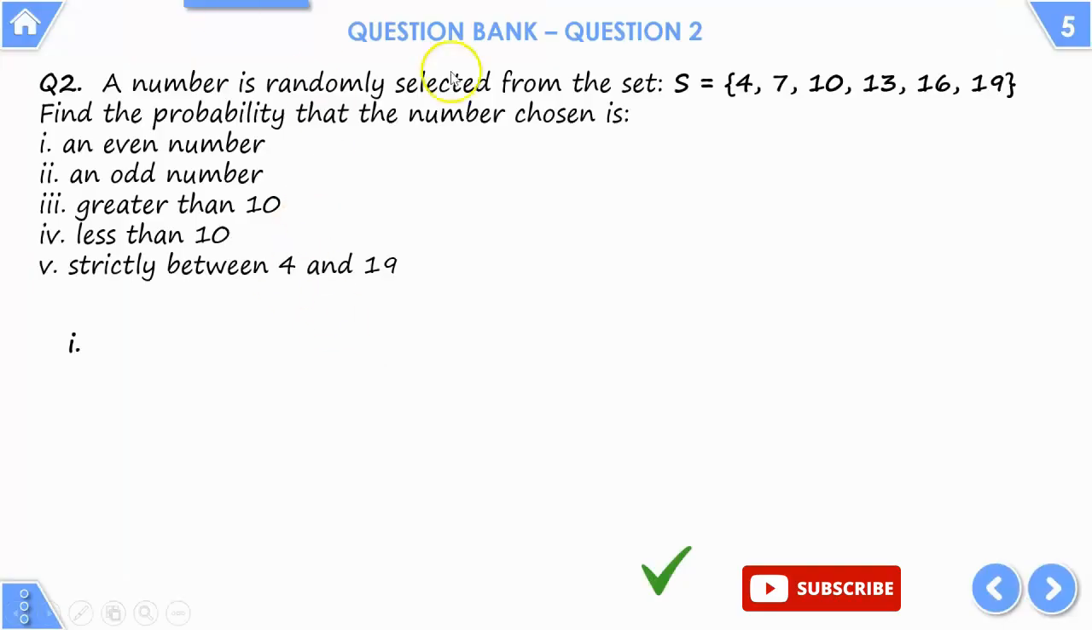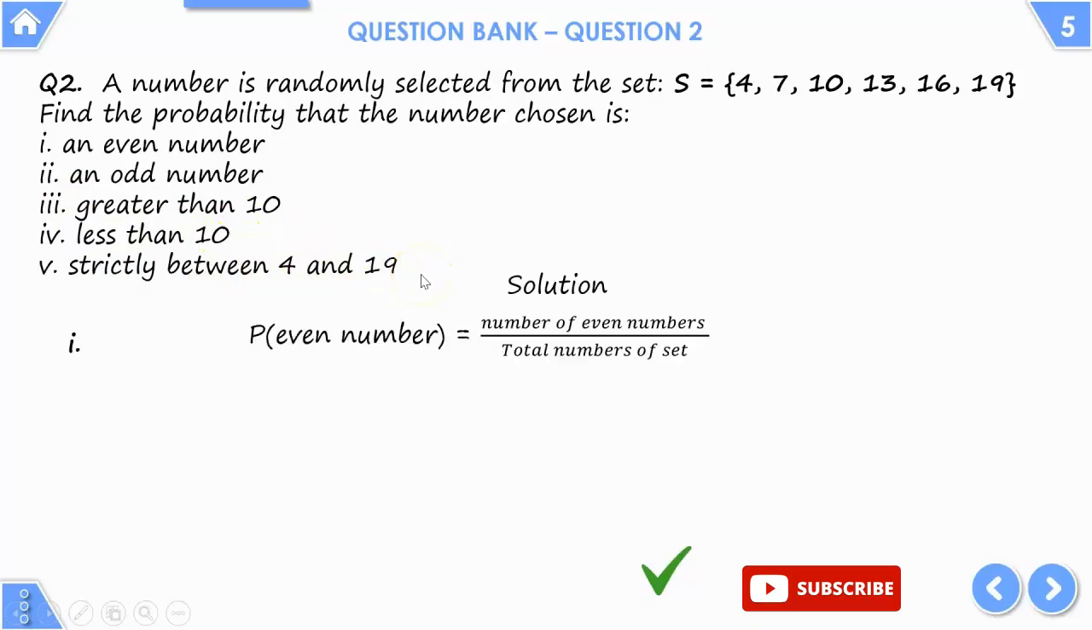A number is randomly selected from a set, and this is the set: 4, 7, 10, 13, 16, 19. Find the probability that the number chosen is an even number, an odd number, greater than 10, less than 10, then strictly between 4 and 19. Let's check that. For even numbers, we are going to find the number of even numbers over the total number of the set. And that gives us this as a probability notation.